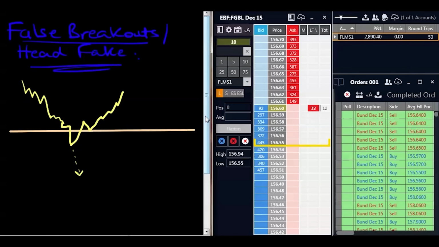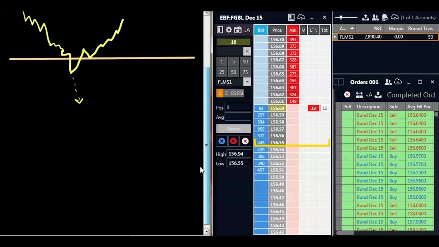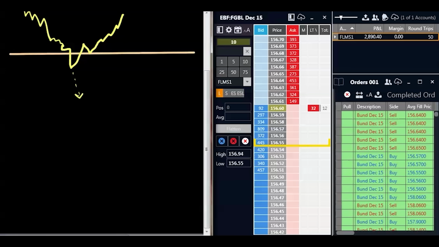So let's just see what the price action is like on this specific setup that we're going to be looking at in the Bund futures. And then we'll go through some of the trade parameters and what to look for in this trade in general. So let's just play this for you guys here.